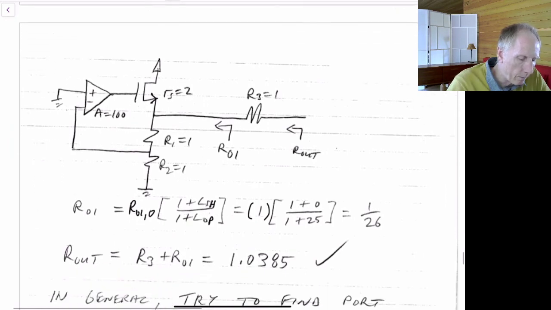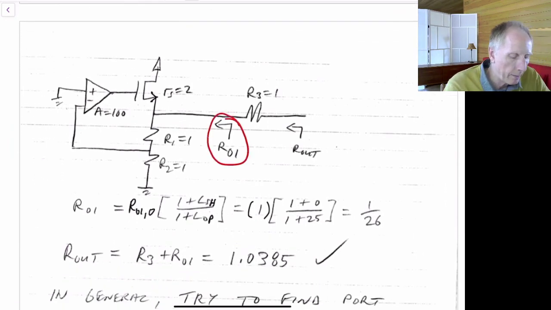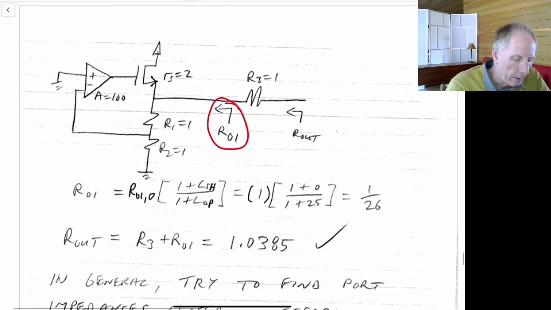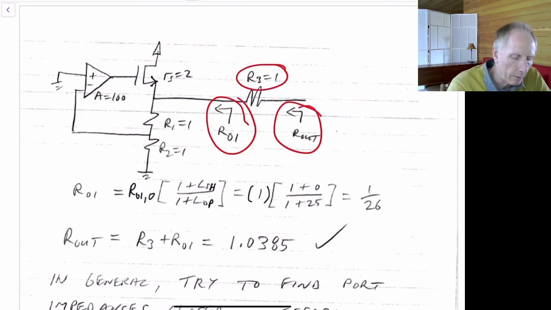How do we do that? We just redefine a node, an impedance over here. This is the exact same circuit. We want to find R out, but to do that, we will find this impedance first, and then we just have to add R3 to it to get this impedance, because we have that R out is equal to R01 plus R3.